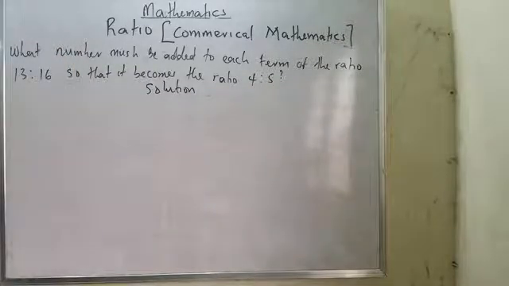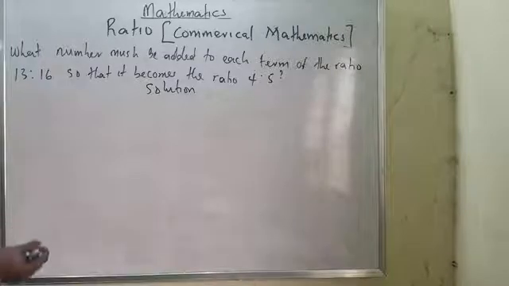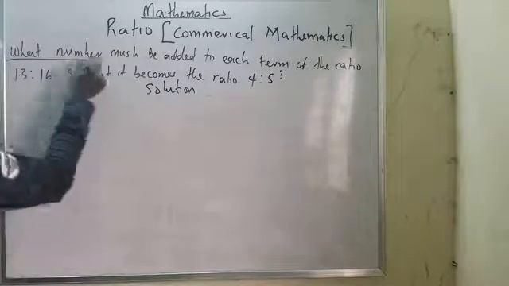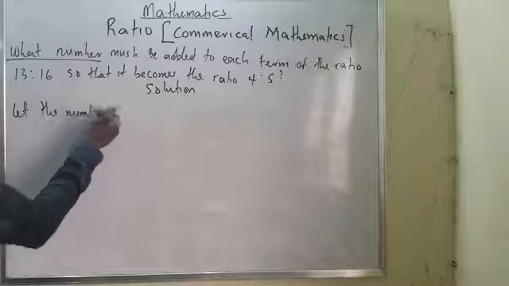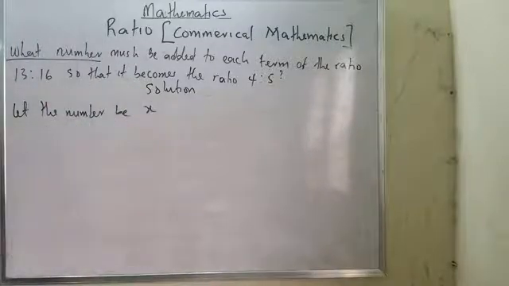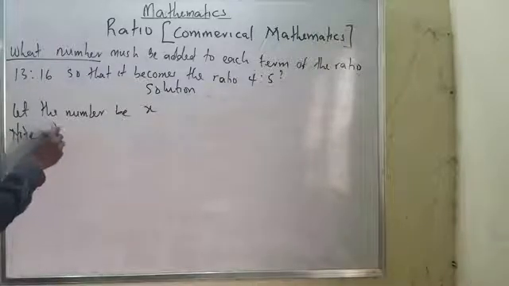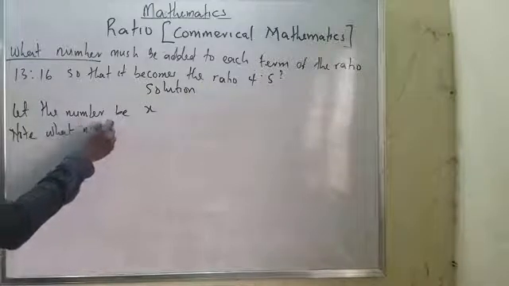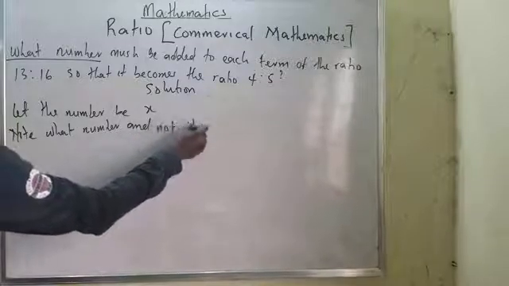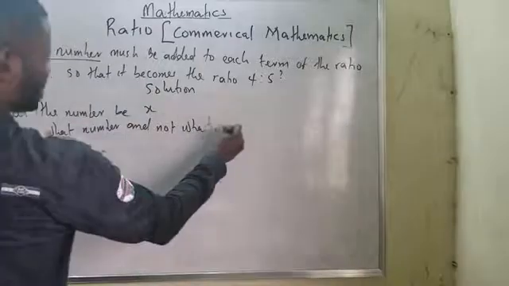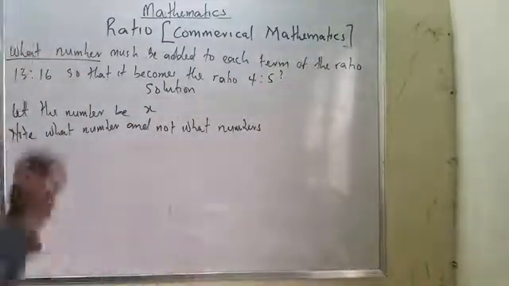Now, how do I solve this problem? Very, very simple. This is a word problem, and there is a number that you don't know. Anytime you see an unknown number, that is where the problem is. If I were you, I would just say let the number be x. That is very, very important. Now, note something at this point: what number, and not what numbers.